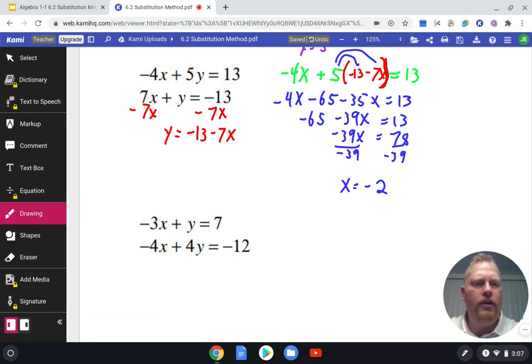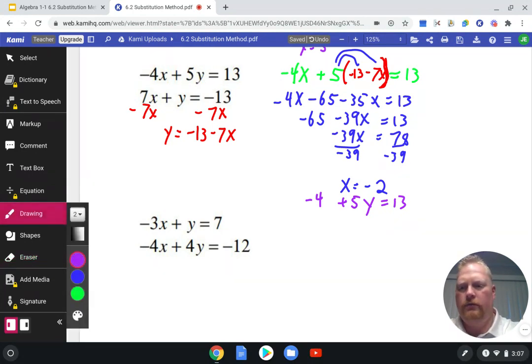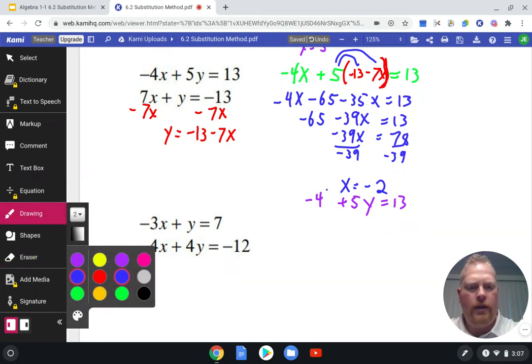So step 4 says take the other equation. So I'll use the negative 4x plus 5y equals 13. And I will take out the x. The reason I know it's the x is because in step 3 I found x equals negative 2. So take that out and plug in that negative 2.